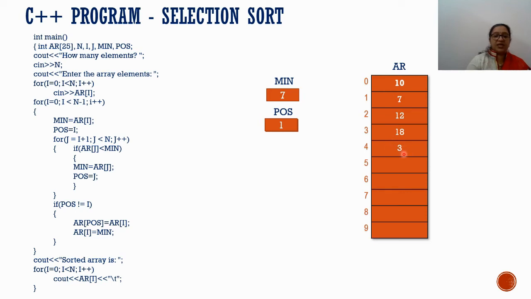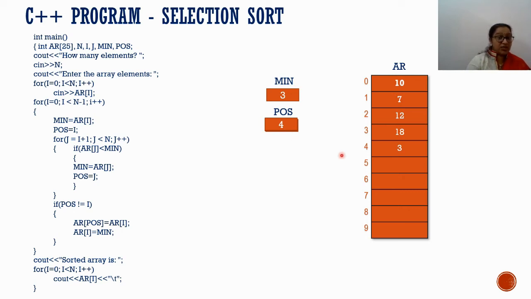3 is the number there. So 7 and 3. Which one is the smallest? 3 is the smallest one. So the min value changed to 3, and at the same time the position also changed. So the elements are over. We checked all the elements and we got the minimum value, that is 3, and the position is also there in POS now.